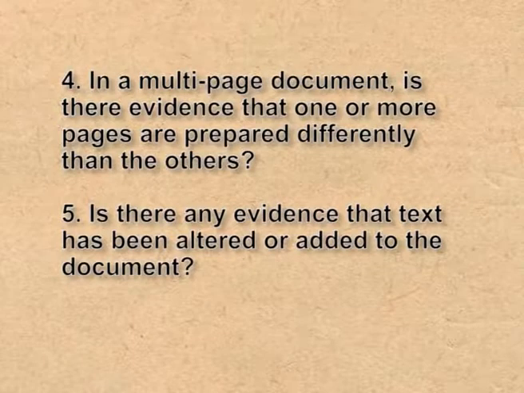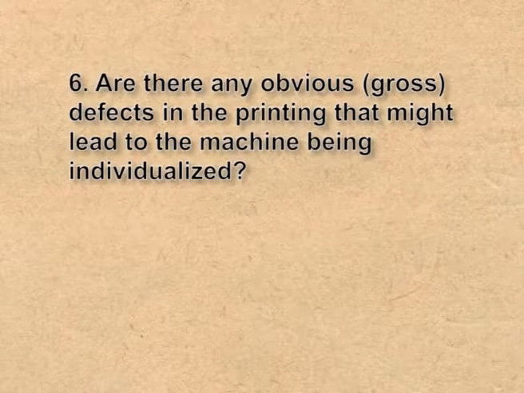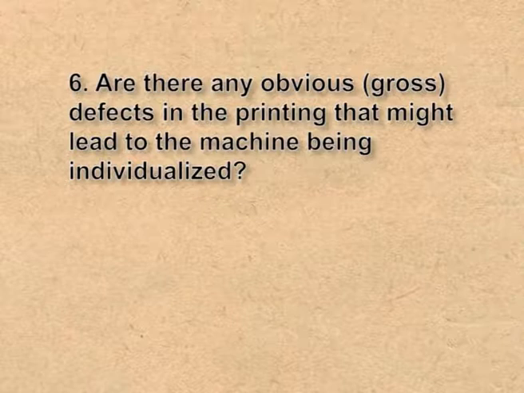In a multi-page document, is there evidence that one or more pages are prepared differently than the others? Is there any evidence that text has been altered or added to the document? Are there any obvious or gross defects in the printing that might lead to the machine being individualized? In general, the well-established principle that documents should be thoroughly scrutinized on both sides, corner to corner, is just as valid for modern computer-generated documents as it has been since the dawn of forensic document examination.